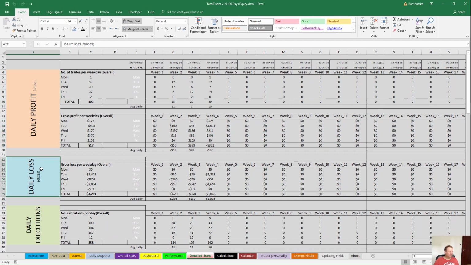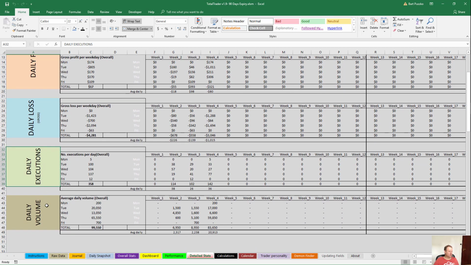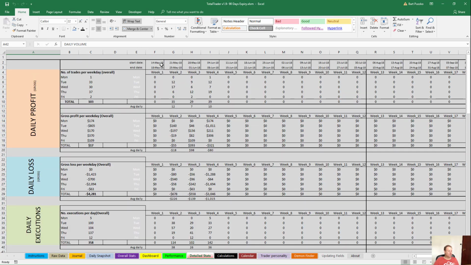Daily profit, gross, daily loss, daily executions, and daily volume. And then you've got all of those 4 broken down by the weeks, by week number, and also by day of the week.